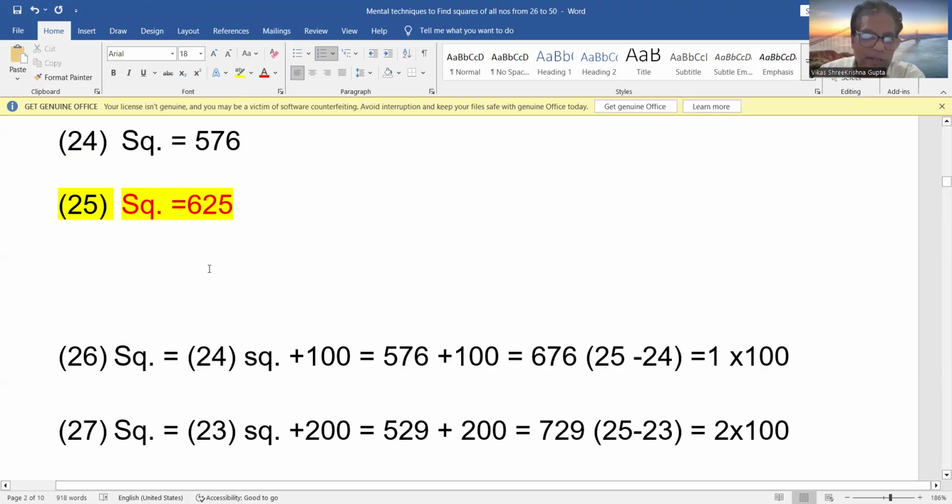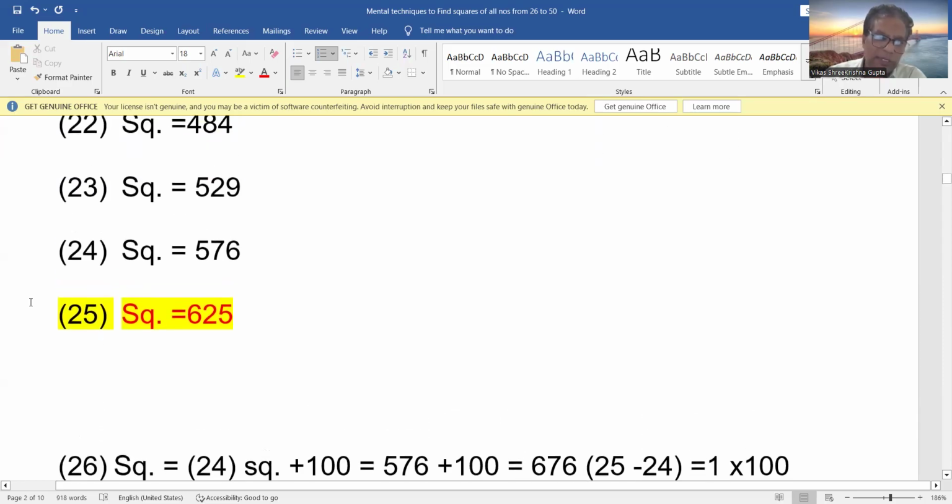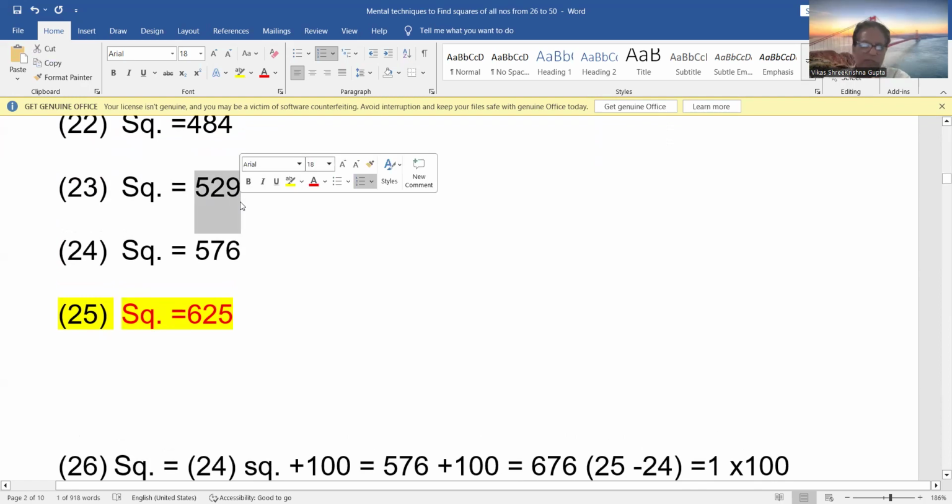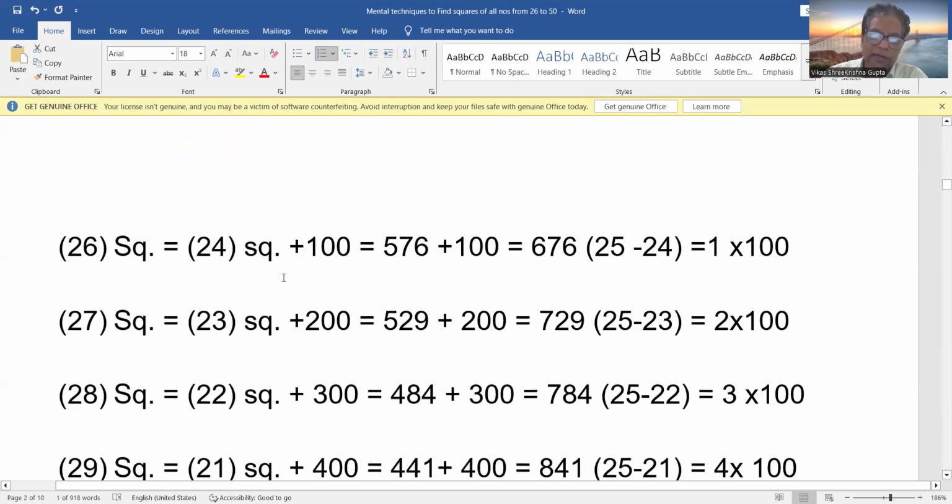In the same way, if I have to find the square of 27, now 27 is 2 more than 25. So what is 2 less than 25? 2 less than 25 is 23. So what will I add? I will add 2 into 100, means 200, to the square of 23. Why 200? Because 27 is 2 more than 25. I will go 2 steps back of 25, I get the number 23. So I'll add 2 into 100 to the square of 23, that is 529. And my final answer is 529 plus 200, which is equal to 729, right?